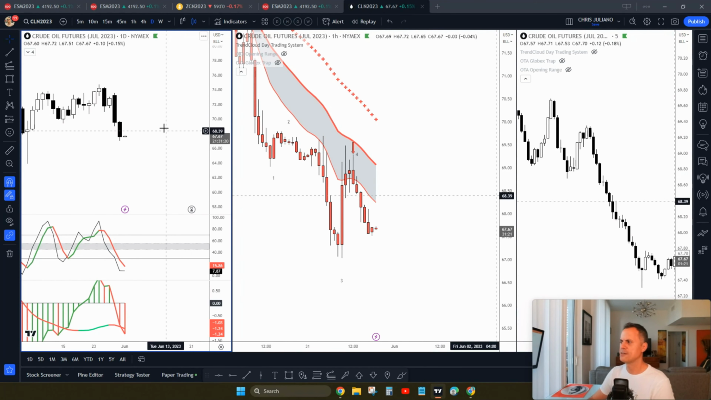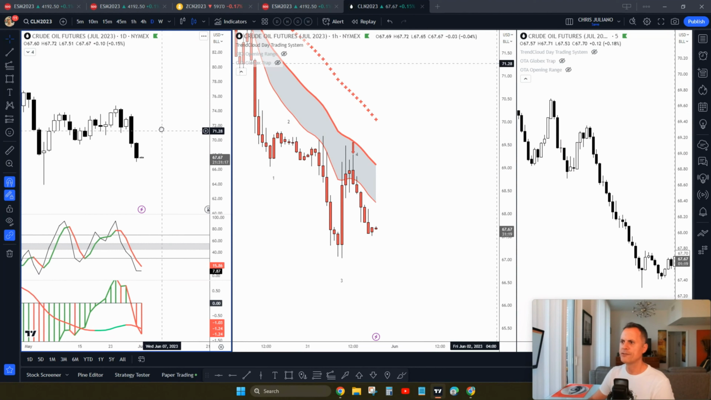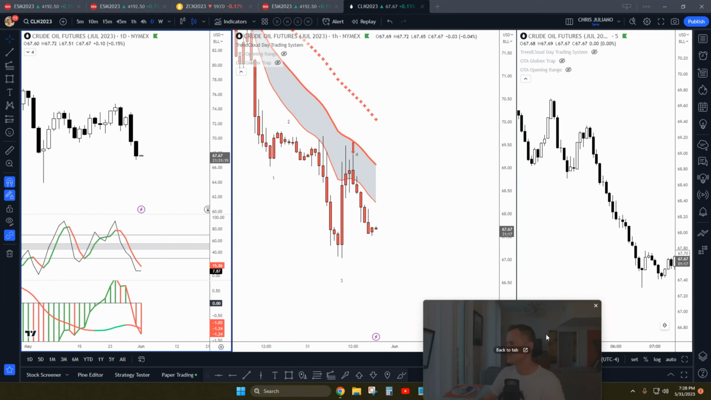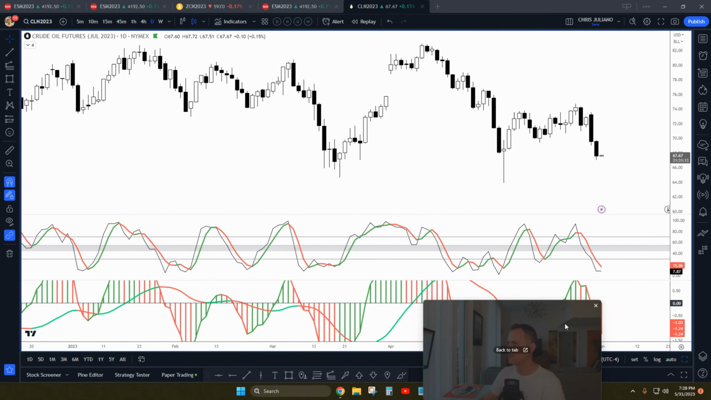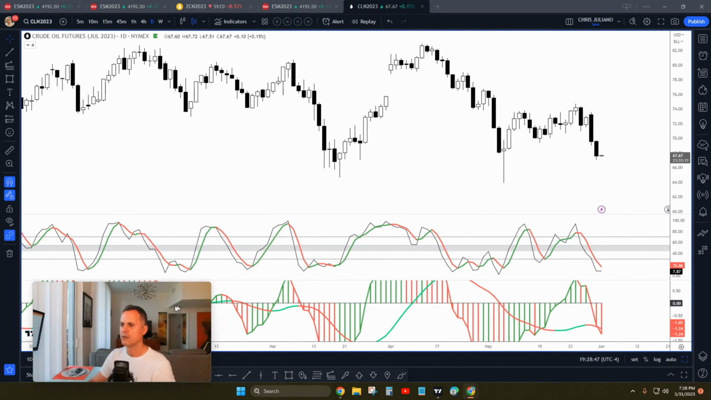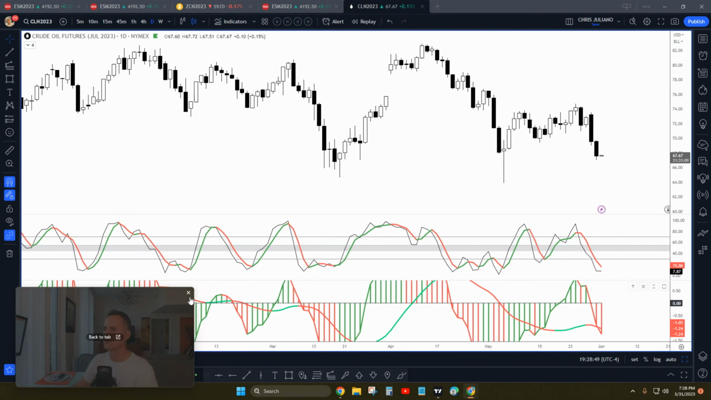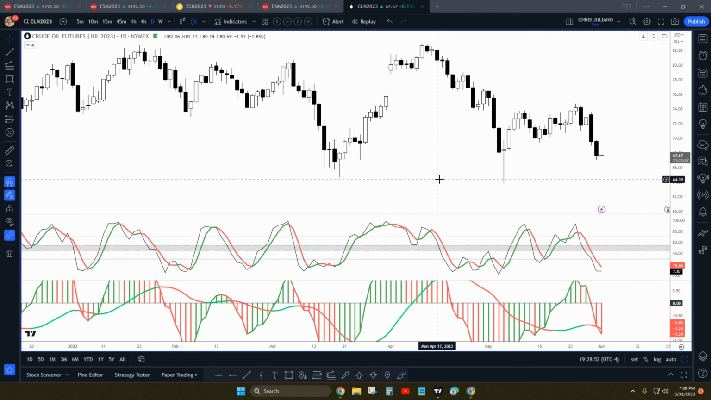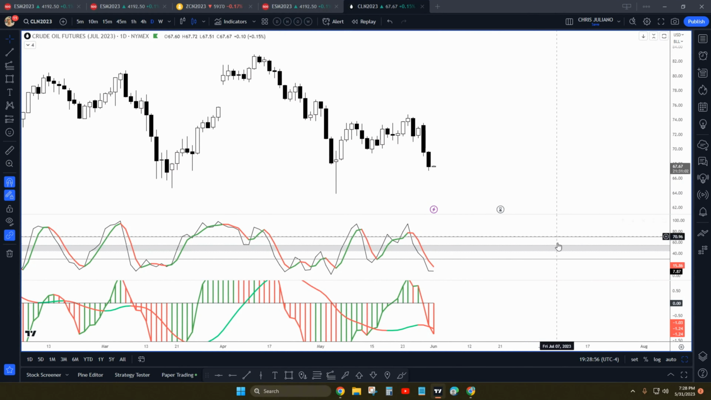Let's go through our process, right? Every day we want to go through our process because that is what makes us better traders. Let's put this over here. I'm just going to get rid of this for now. You don't have to look at me. So the daily chart is down. This is crude oil, cycling down. Momentum is down, so we're looking for shorts.